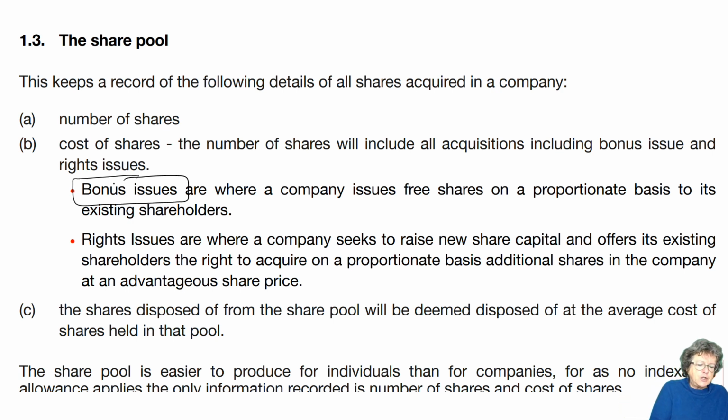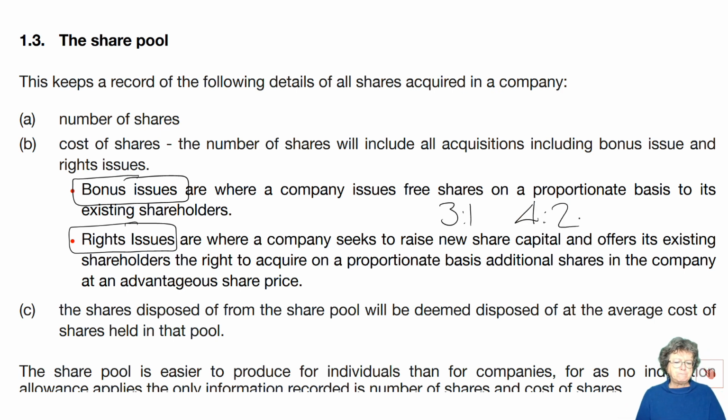A rights issue is where the company seeks to raise new share capital and offers existing shareholders the right to buy more shares on a proportionate basis. So it might be 3 for every 1 that you own, or 4 for every 2 that you own, that sort of thing. It will be clearly shown in the exam, and we've got some examples to show how that works. Now, when you buy a rights issue, it's always at below market value. It's advantageous because they want current shareholders to have more shares.